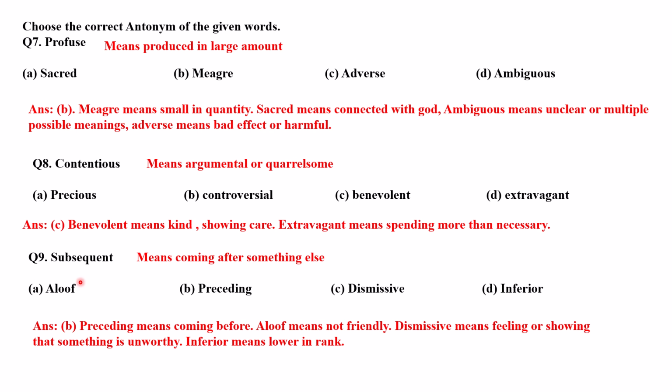Now the meaning of aloof means not friendly. Dismissive means feeling or showing that something is unworthy, and inferior means lower in rank. Okay, something which is below some level. So these are the antonym questions. So you can see in the BITSAT paper, there will be questions related to either synonym or antonym, or both, one synonym, one antonym. Okay, now moving to the next question.